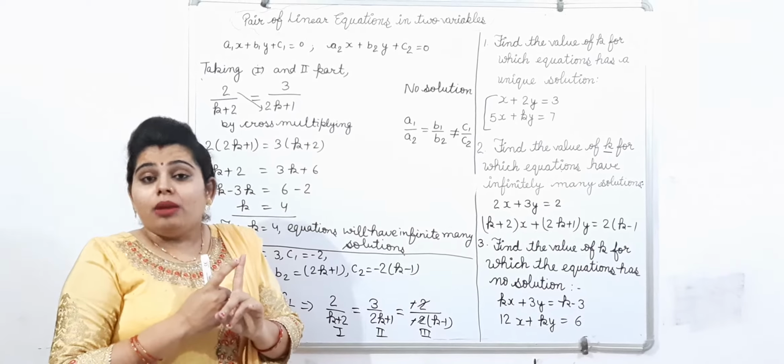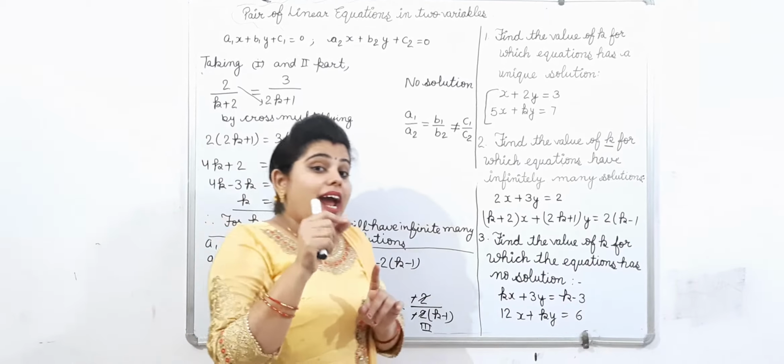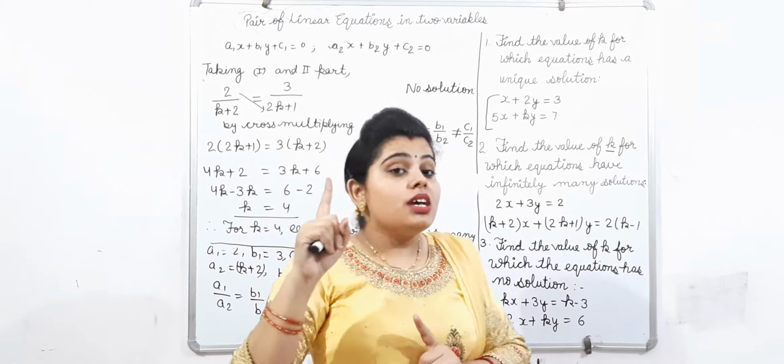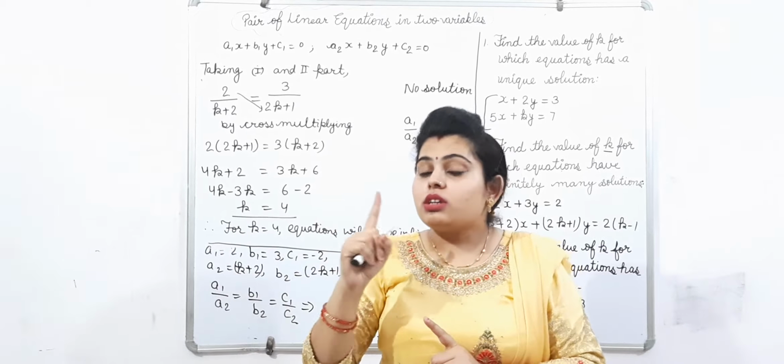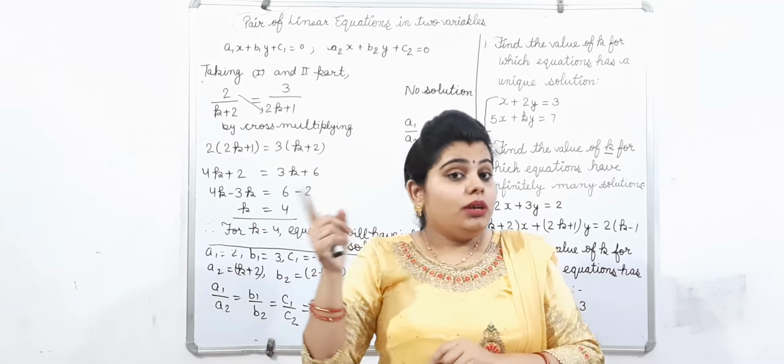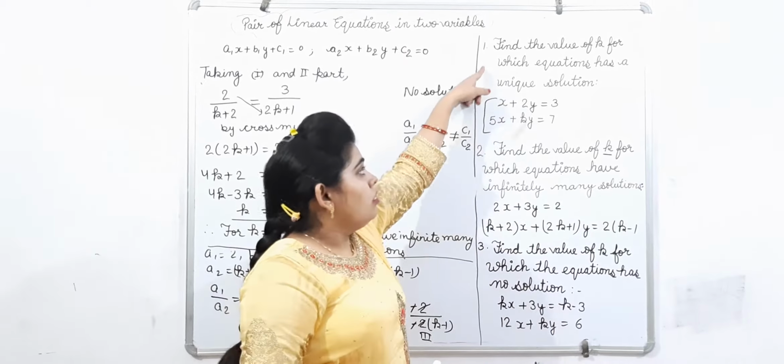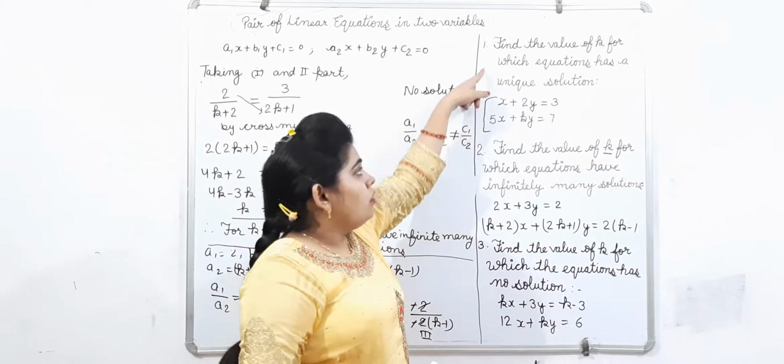Consistent means a pair of linear equations have at least one solution, कम से कम एक solution जरूर हो, और एक से ज़्यादा भी हो सकता है. In the first question we have seen that there is a unique solution, meaning only one solution, and in the second question we have seen that there are infinitely many solutions. So these two situations are of a consistent system.